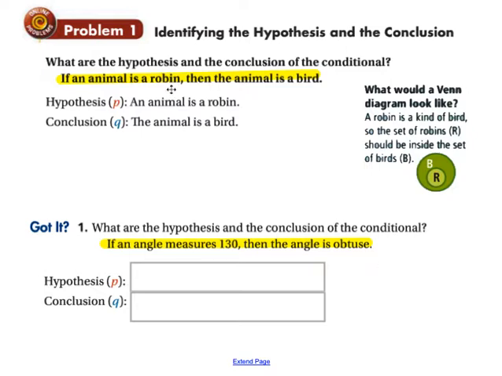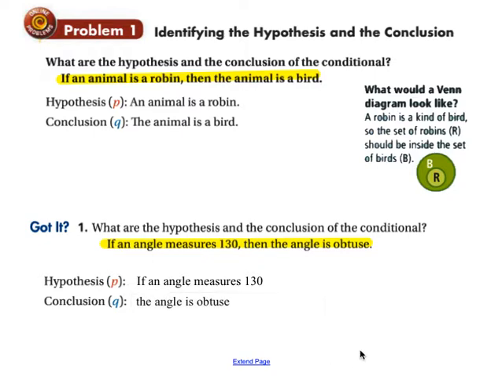All right, I hope you had a chance to try that on your own. Let's see if you did this correctly. The hypothesis, remember, follows the word if. So what comes after the word if is the angle measures 130 degrees. The conclusion, then, we should have the angle is obtuse. Pretty straightforward. I don't think you'll have any trouble with those.